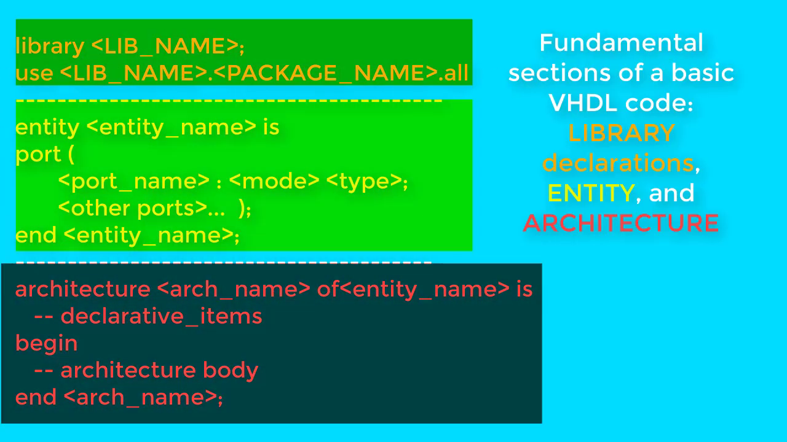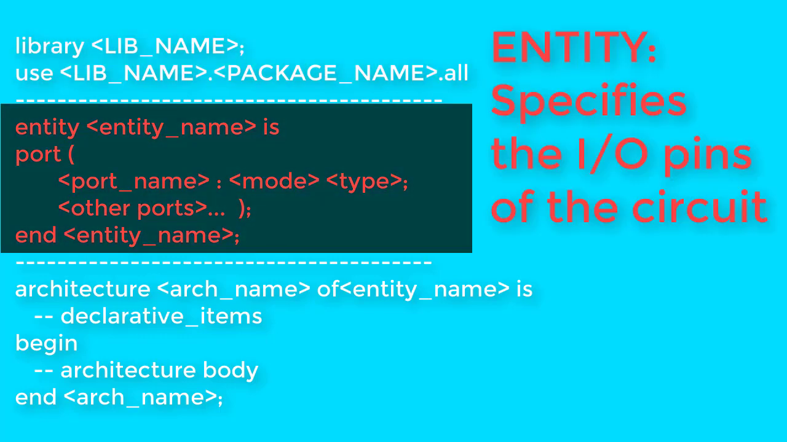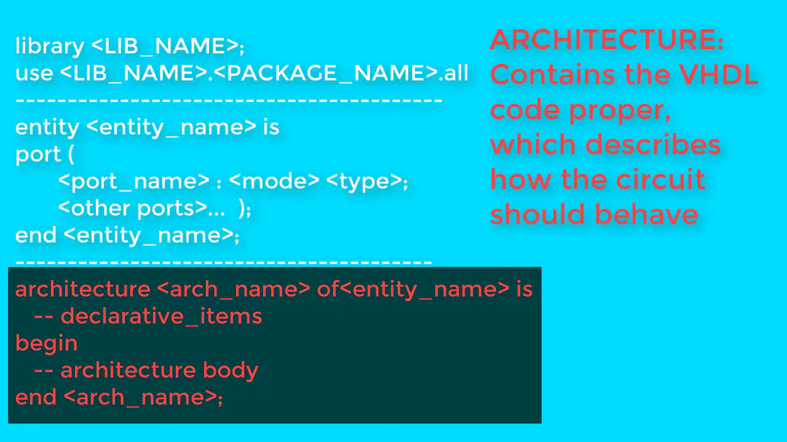Fundamental sections of a basic VHDL code: library declarations, entity, and architecture. Library declarations contain a list of all libraries to be used in the design. Entity specifies the I/O pins of the circuit. Architecture contains the VHDL code proper, which describes how the circuit should behave.